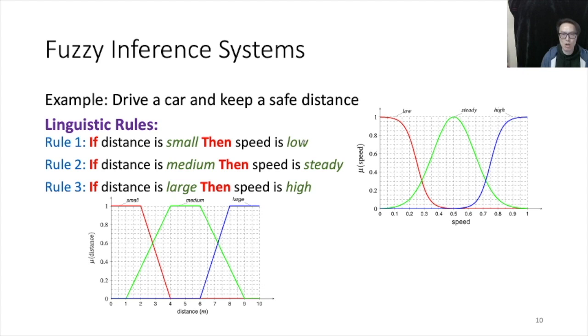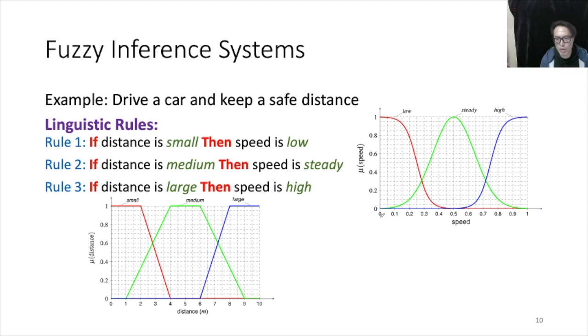We have something similar for the output membership function, where the x-axis is the speed. For example, low is shown in light red. I use the Gaussian function to represent that. I normalize the speed to 0 to 1, so that it represents a certain range of the speed. Anyway, now that is in 0 to 1.